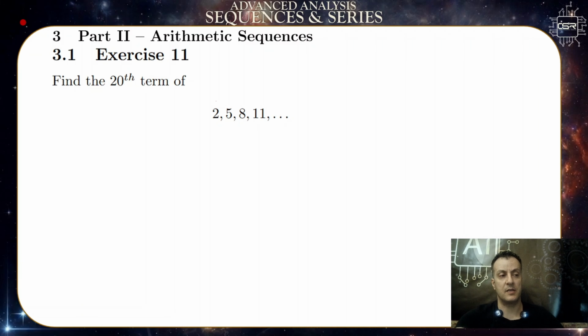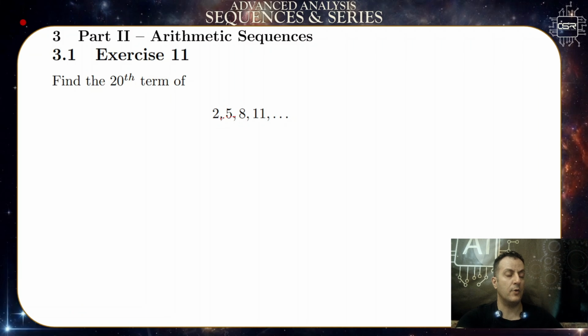If you notice something by looking at the sequence, we see that there's a gap of 3, which is the increment between each two consecutive numbers. So between 2 and 5, you have 3, which is 2 plus 3 equals 5. Between 5 and 8, also 5 plus 3 equals 8. 8 plus 3 equals 11. So how can we compute the 20th term?